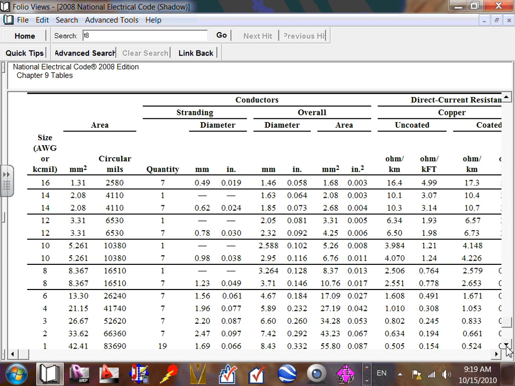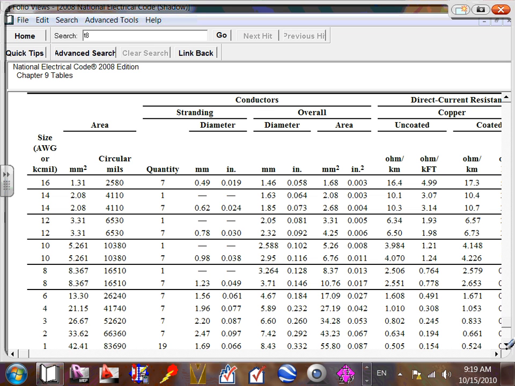Now, in Table 8, I need solid or stranded. If it's 3-phase, guys, assume it's stranded. I'm going to say stranded. And here's number 8. Can you guys see number 8? Here's the circular mil for number 8.